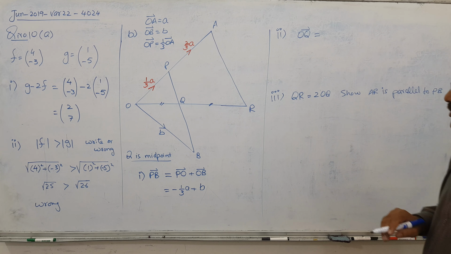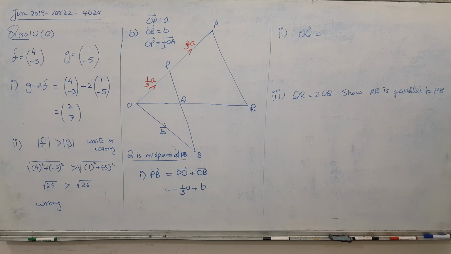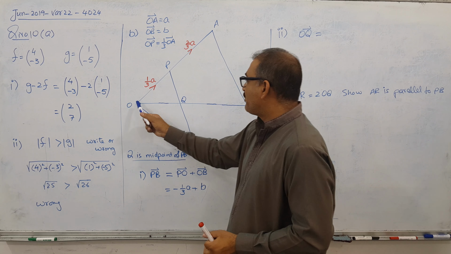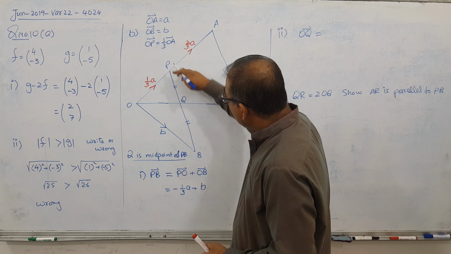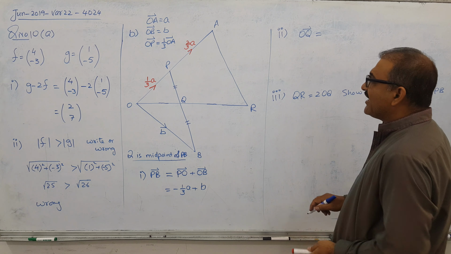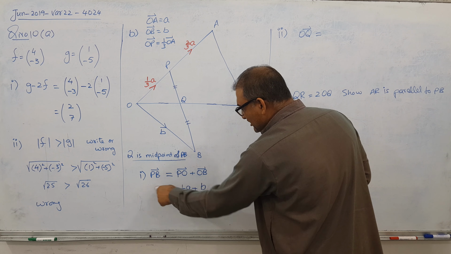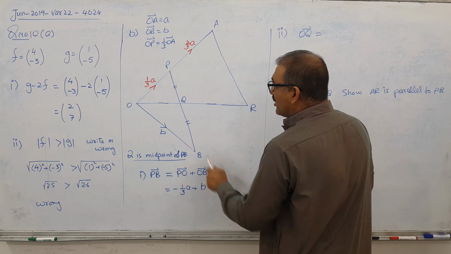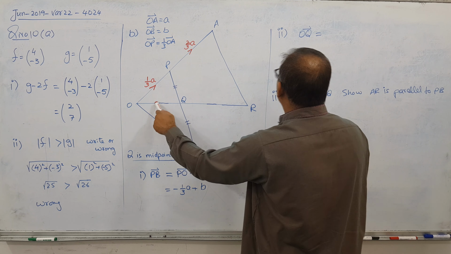We have Q is a midpoint. So there is a correction: Q is not a midpoint of OR. No, Q is a midpoint of PB. So what is PB? This and this are equal to each other. That is why we can easily find PB, from here till here, and PQ is half of it. So we have this, so the path is okay.